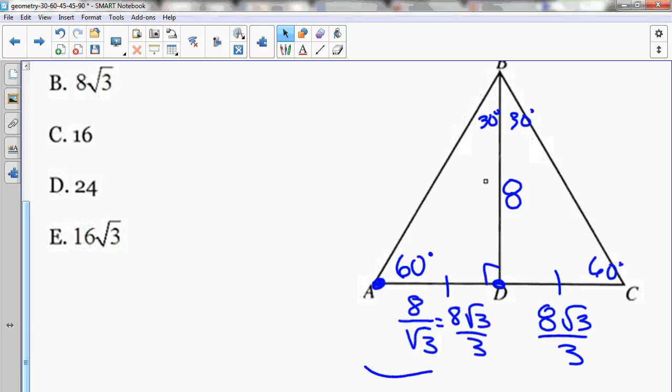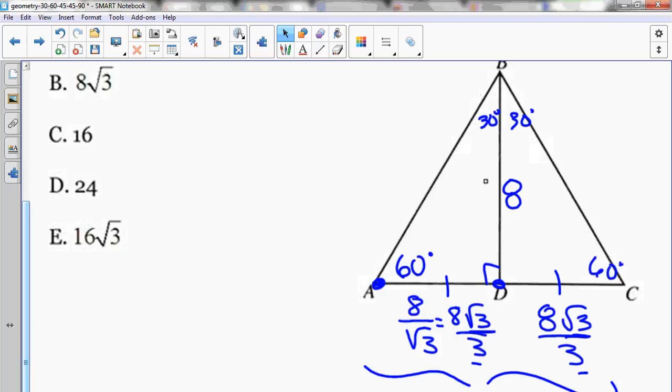So put it all together here. What would be 8 square root of 3 over 3 and 8 square root of 3 over 3? 16 square root of 6? No. Square root of 3 over 6? No. 3. What happens when we add radicals? The radicand stays the same. Same thing with fractions. What happens to the denominator? You get a common denominator and it stays the same. Now, so is that the perimeter? That's one side. How many sides we got?